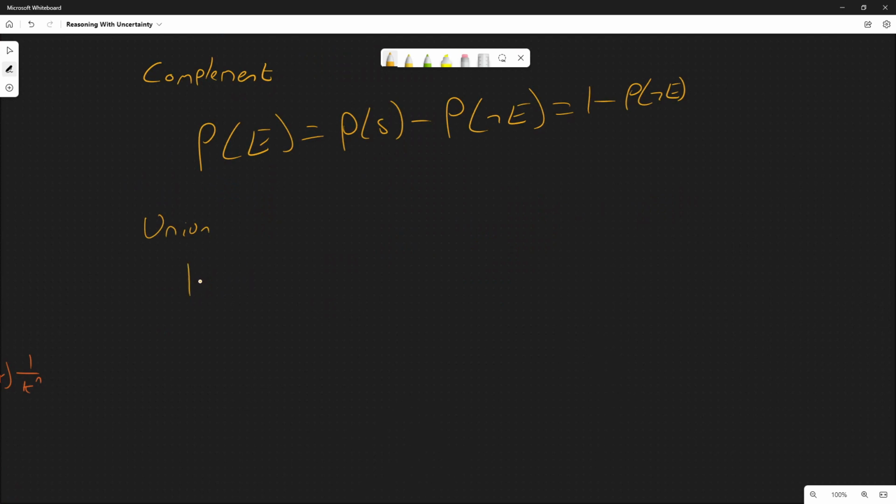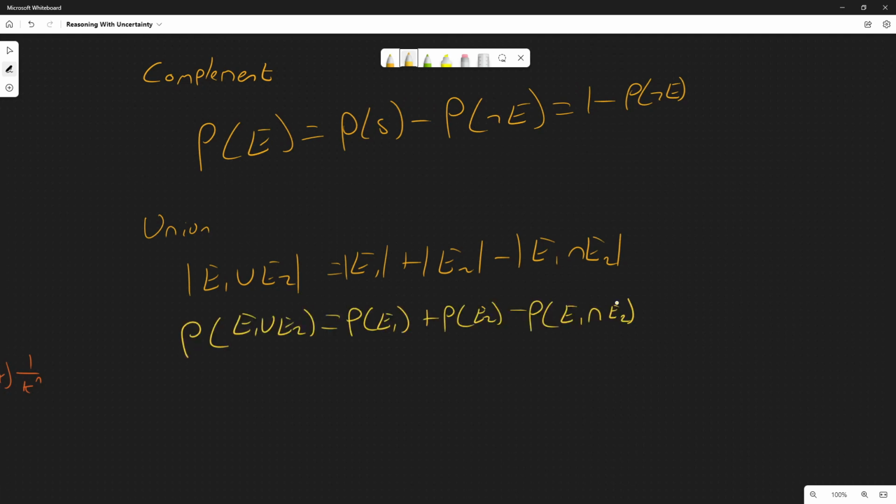So if you have some E1 with some E2, the cardinality of that is going to be the cardinality of E1 plus the cardinality of E2 minus the intersection of E1 and E2. This can be directly converted into probabilities like so. And that can be extended further into, for example, three events. I'm not going to go into that. If you want to, I have a video on it on set theory.